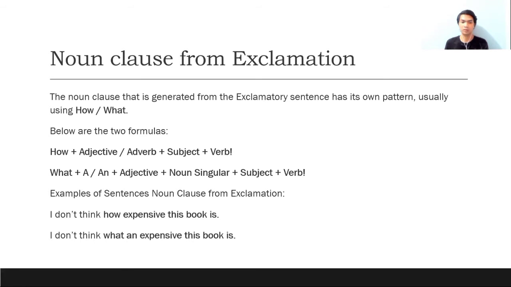Examples of sentences with noun clause from exclamation: I don't think how expensive this book is. And I don't think what an expensive book this is.